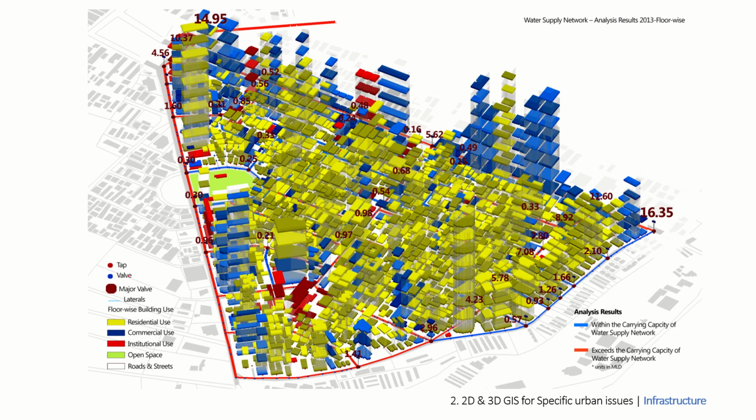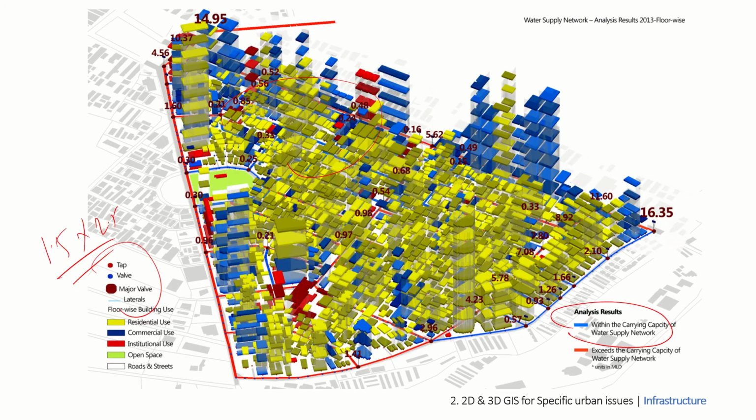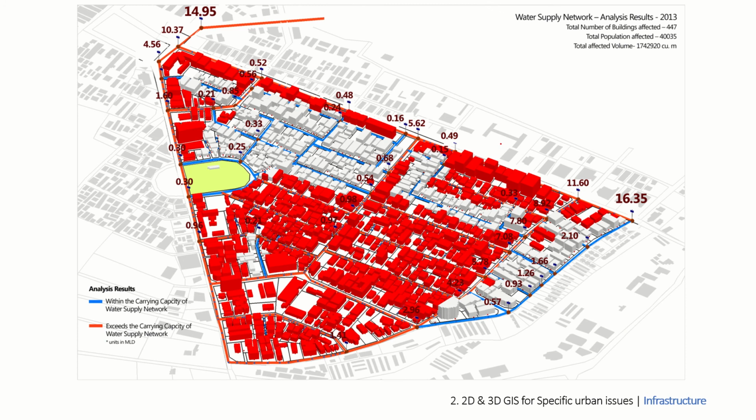Now we are building 1.5 FSI, 2 FSI, so on and so forth. In many of my studies I was able to identify which parts of the area will have issues related to water supply, carrying capacity, and so on. Again, here I use a three-dimensional analysis to show that. For example, this is one such layout. This is all buildings, floor-wise information is taken, and if we just increase the FSI, okay, sorry, not increase the FSI.